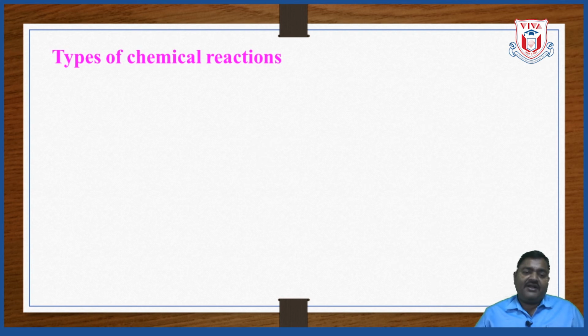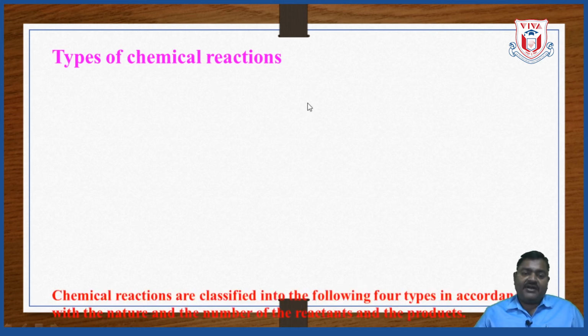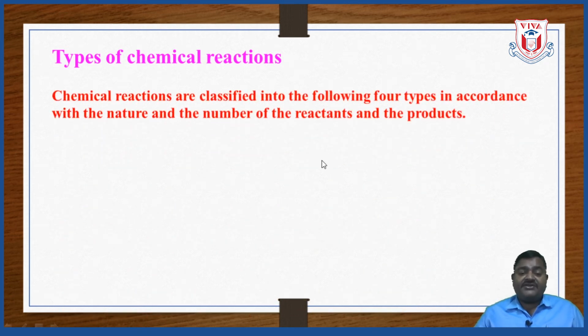आता आपण वेगवेगळ्या केमिकल रिॲक्शन म्हणजे रासायनिक अभिक्रियांचे प्रकार आपण बघणार आहोत. Types of chemical reaction. So chemical reactions, they are classified into 4 types. There are 4 types of chemical reaction in accordance with the nature and the number of reactants and the products. जसे reactants and products चे nature आणि numbers आहेत त्याच्यावरून आपण ह्याचे 4 types जे आहेत ते पाहणार आहोत.